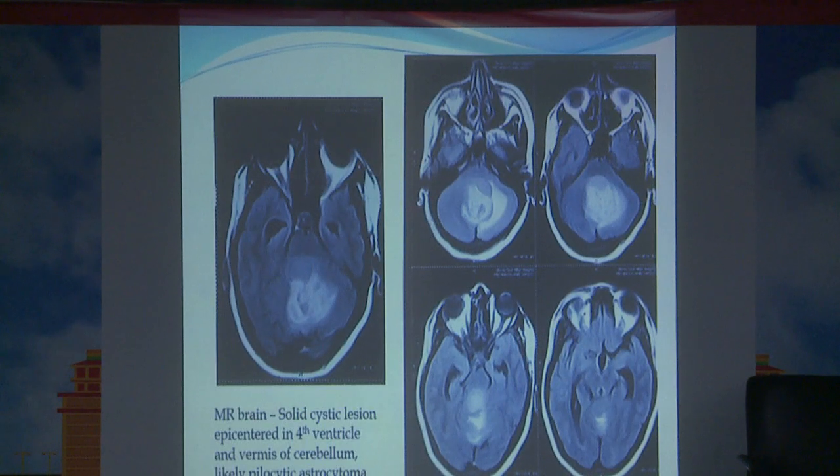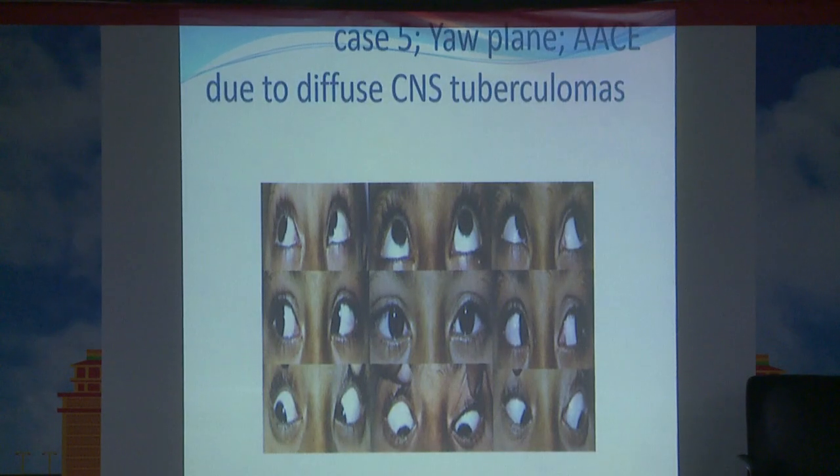This is showing a pilocytic astrocytoma in this case, which was a large one, probably pressing on the superior obliques as well. This is another thing to keep in mind.